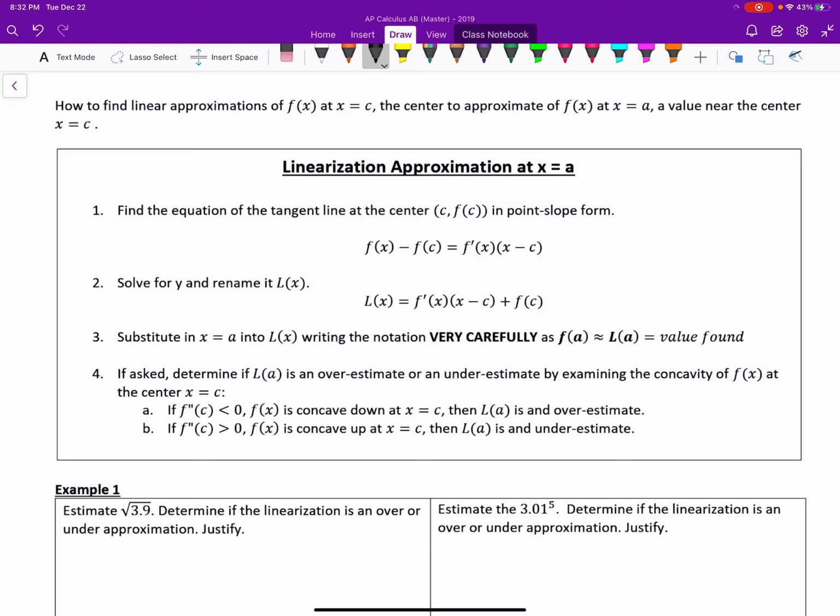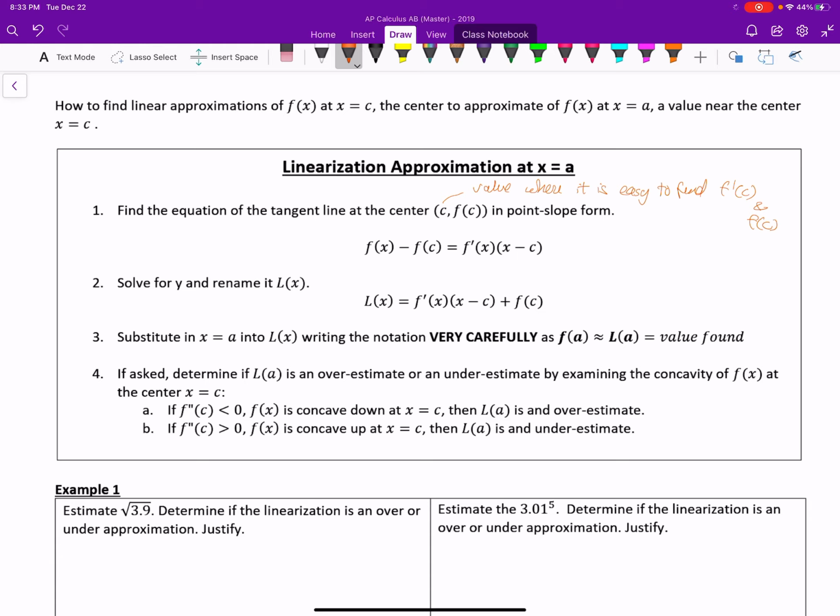All right. There are some clear steps. This is how you do it. Linearization approximation at x equals a. So we want to estimate or approximate at a. Find the equation of the tangent line at the center c of f of x in point slope form. Center is just a side note: a value where it is easy to find the derivative. So I should say, to find, maybe I'll use proper notation, f prime of c and f of c. So we want to pick a value where that's easily done. And close by, they have to be close. If you're far away, it's kind of pointless.